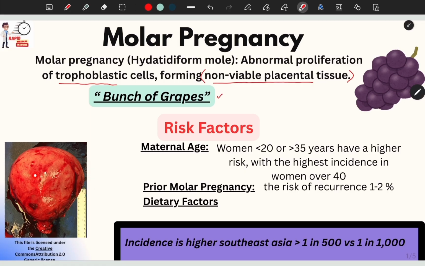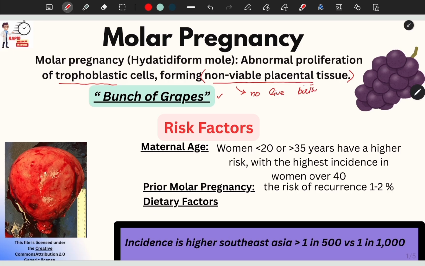Histopathologically, it will look like a bunch of grapes. Keep in mind, it is not a typical pregnancy. There is no viable fetus, and the complications arise from this condition. Before we dive into further details, we have to define a term called non-viable pregnancy. What is non-viable pregnancy? A pregnancy that has no chance of live birth. Early pregnancy loss, by definition, is called non-viable pregnancy.